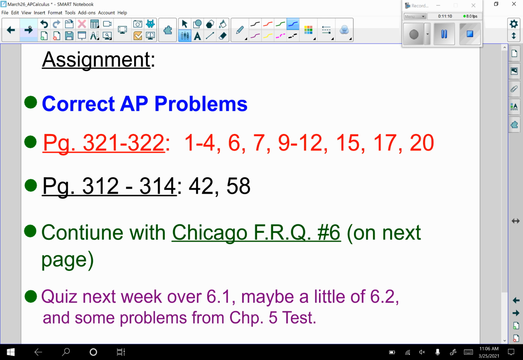All right, so here's your assignment on pages 321 to 322. Please do this set of problems. Make sure you correct the AP problems. Like I said, I will have the solutions worked out in the video lesson for Monday. Also go back to pages 312 and 314. Try numbers 42 and 58. Continue working on that free response question I assigned on Wednesday. And then probably by next Thursday, I want to give you guys time to do test corrections. We'll have a quiz over 6.1, a little of 6.2, and definitely some problems from the Chapter 5 test. Please let me know if you have any questions.